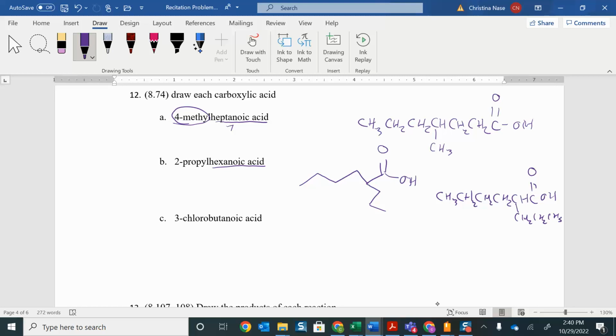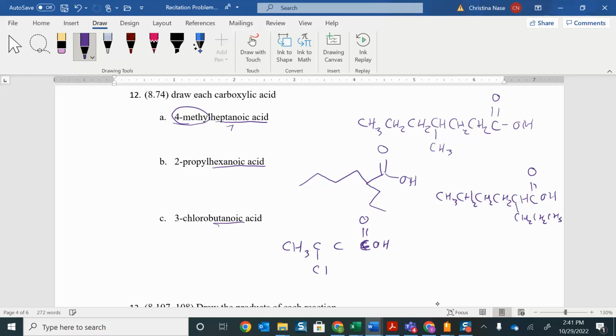The last one, butanoic acid, that's 4. 1, 2, 3, 4. I'm going to have a carboxyl group over here. And then on 3, I'm going to have, this is a carbon, looks weird. I'm going to have a chlorine group. 1, 2, 3. So I've got a chloro group over here.